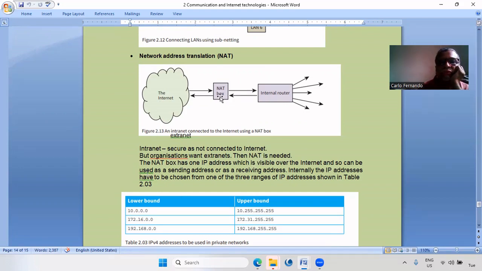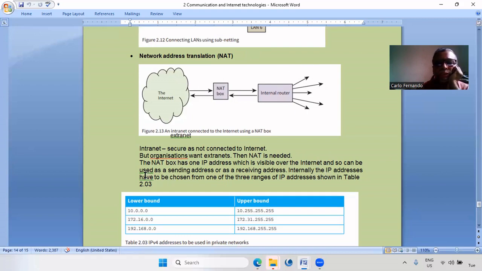So for that, the network address translator is needed. Network address translator is needed, NAT. The NAT box has one IP address. This has only one IP. You need not have many IPs for individual machines, which is visible over the internet. So this address only is visible to the internet. There are other local IPs there, we'll learn it.